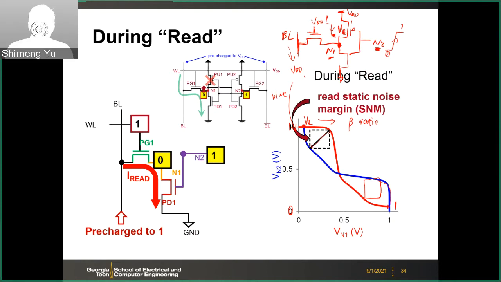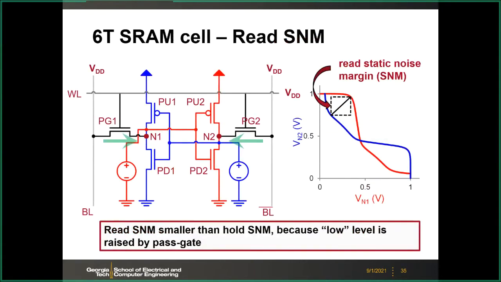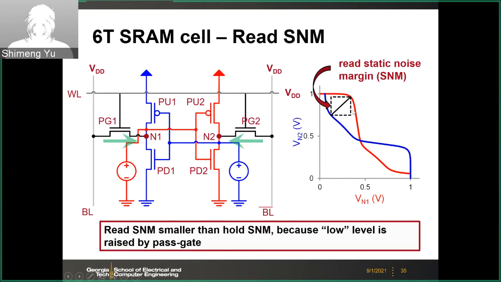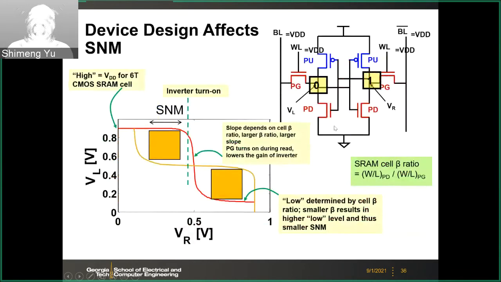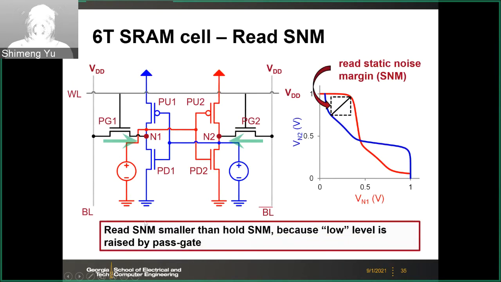Okay, so any questions here? So this is the same as what we described. I will keep that. So this read SNM is smaller than the hold SNM because the node level is raised up by the cascade.